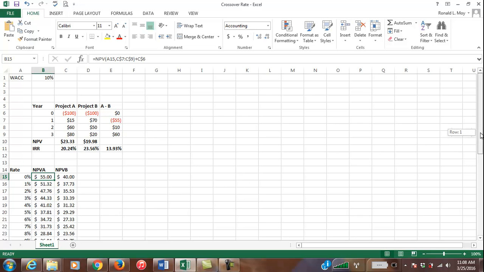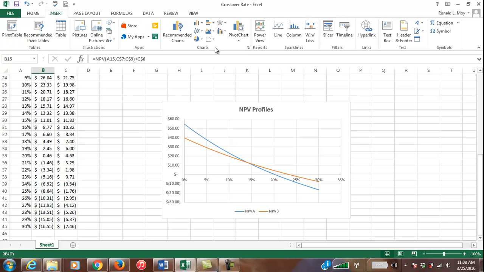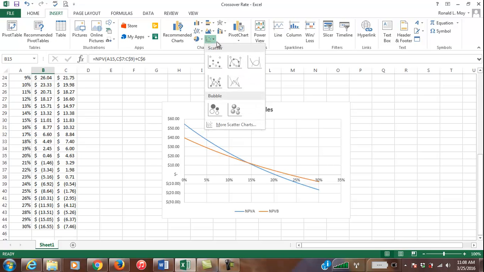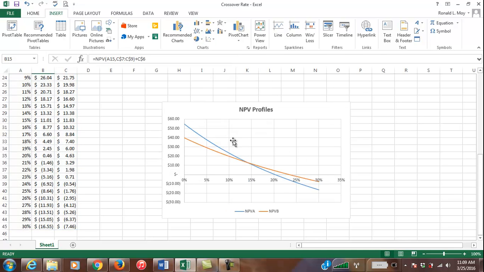And if I scroll down here, you'll see I actually drew what they refer to as the NPV profiles. I graphed this by highlighting all the cells and then choosing Insert, and this is going to be a scatter graph. You would choose the scatter graph with the lines crossing. The reason they refer to it as the crossover rate is because that's actually where the lines cross. And at that crossover rate, the net present value for both A and B is exactly the same.